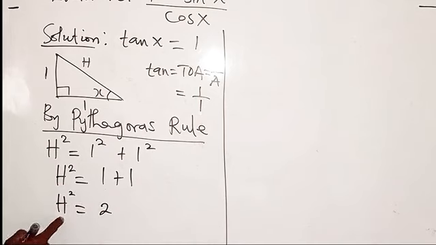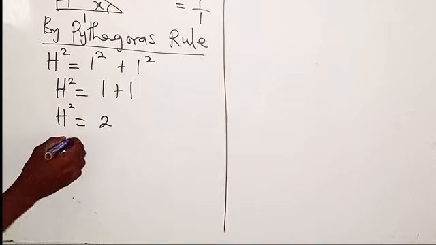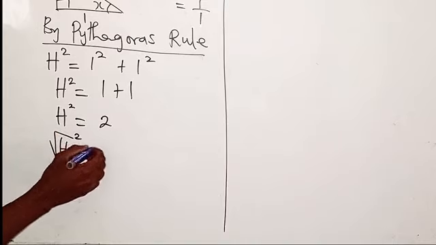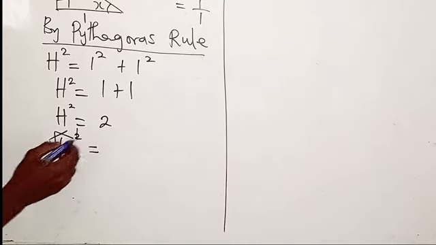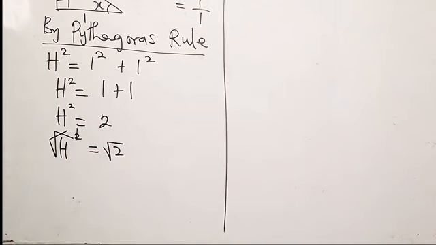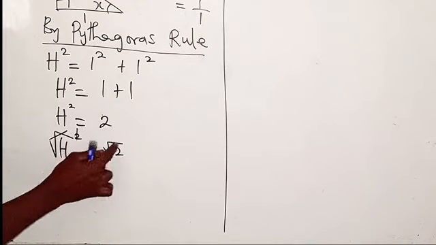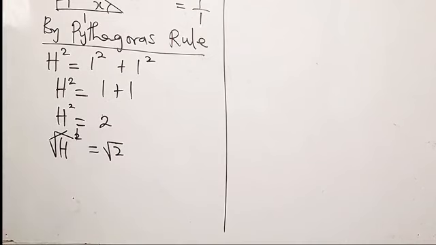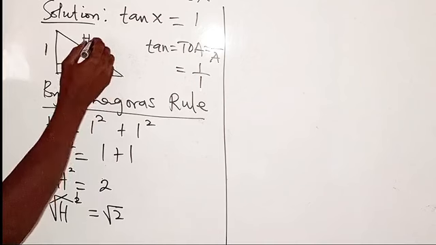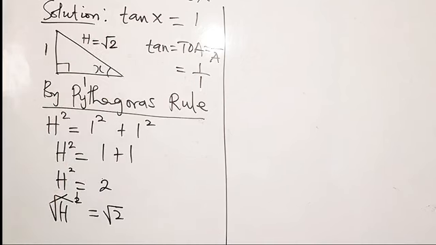So now to get h from h squared, we square root both sides, so the square root cancels the square, and we are going to have root 2. So therefore we have our h here to be root 2.